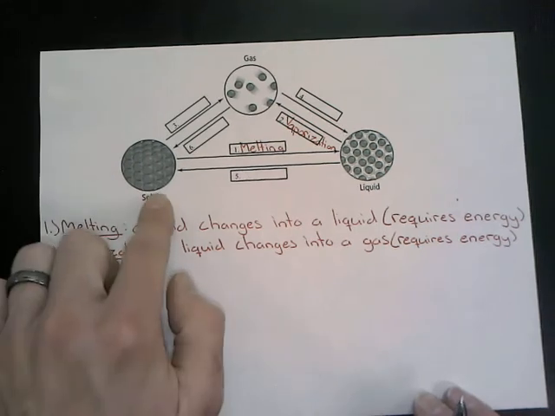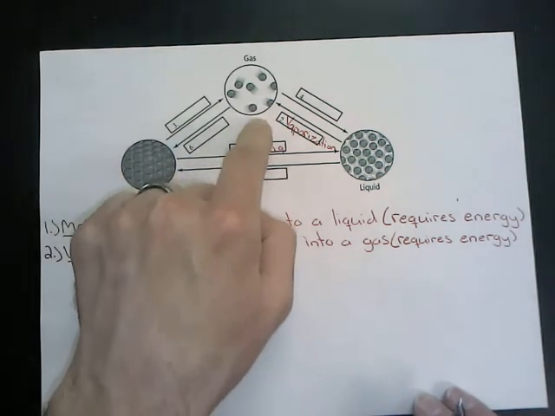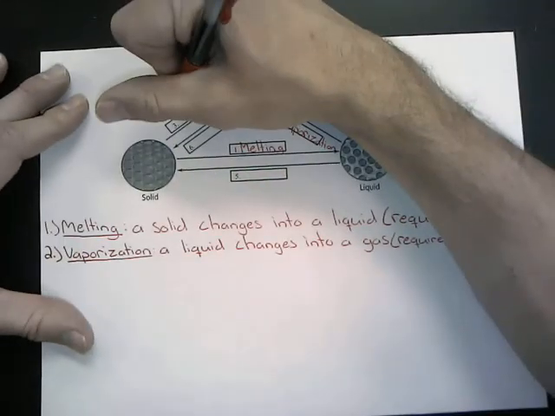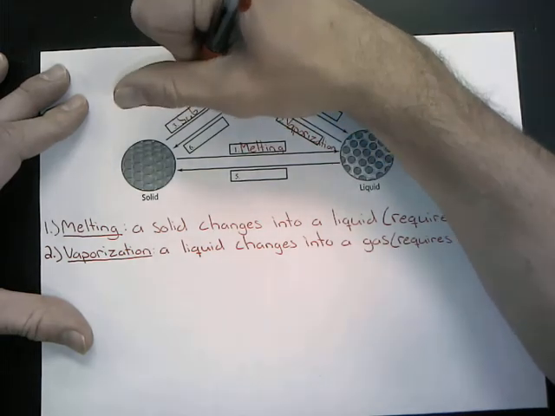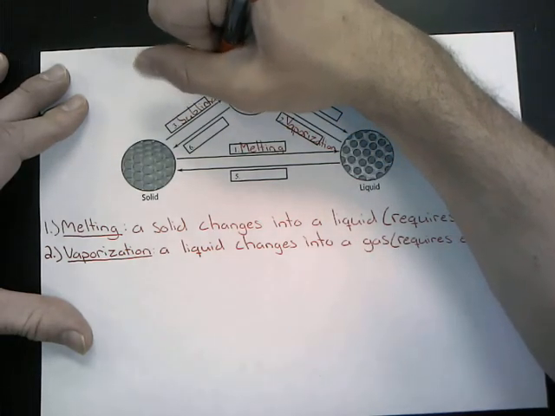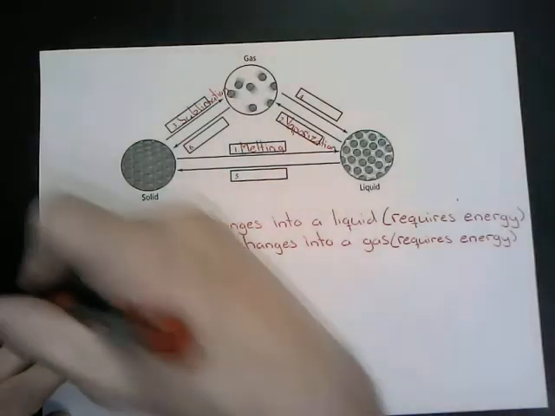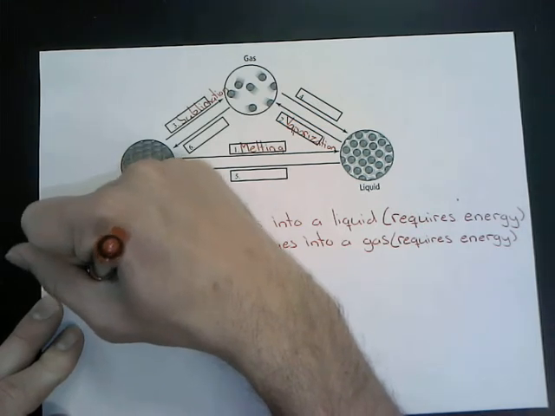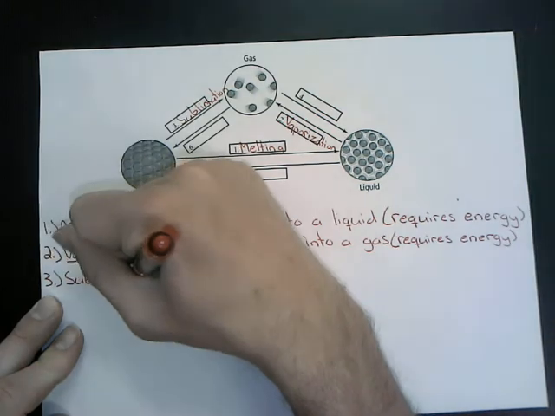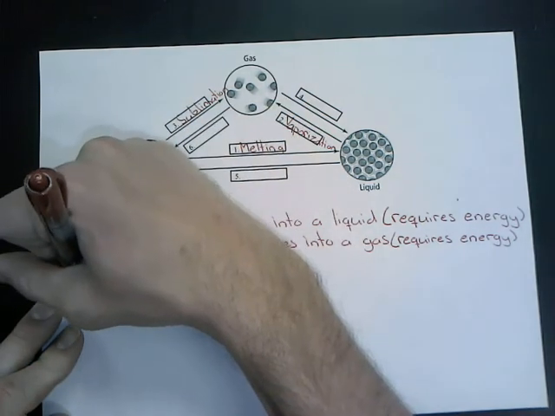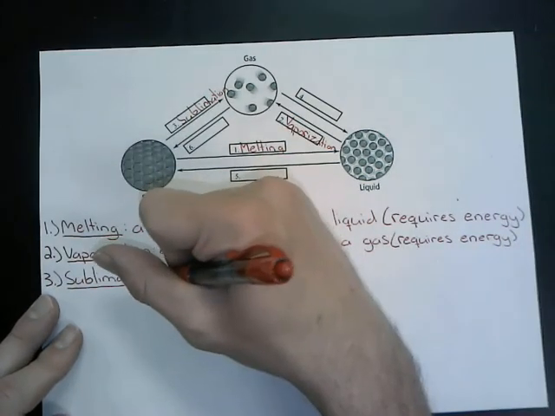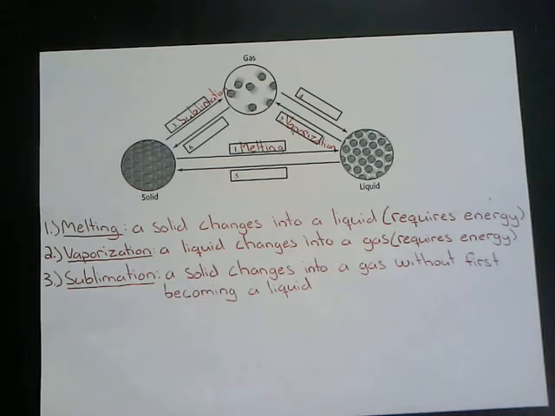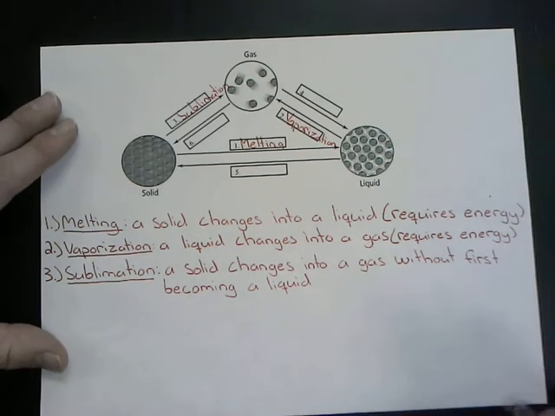Okay, so moving to number 3, we're going from a solid to a gas. That process, process number 3, is known as sublimation. Again, I'm going to write down number 3 here, and I'm going to write down sublimation. Sublimation is when a solid directly changes into a gas without first becoming a liquid. And again, sublimation is going to require energy.